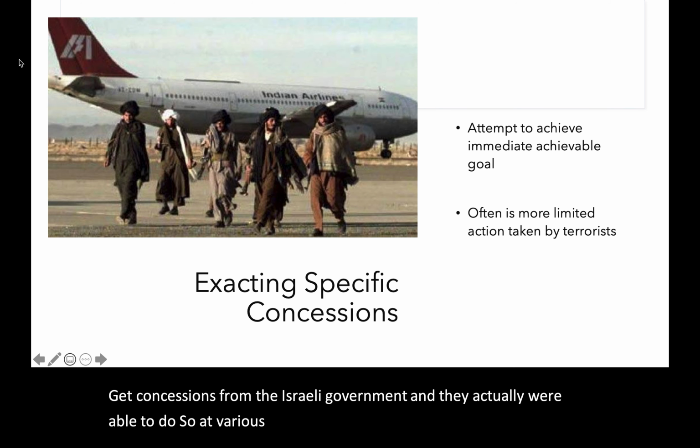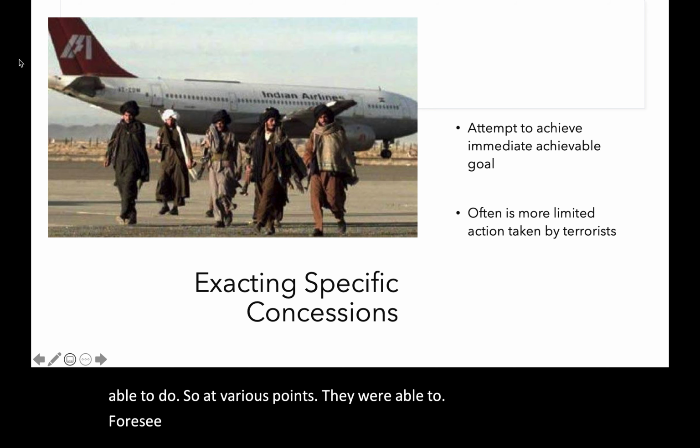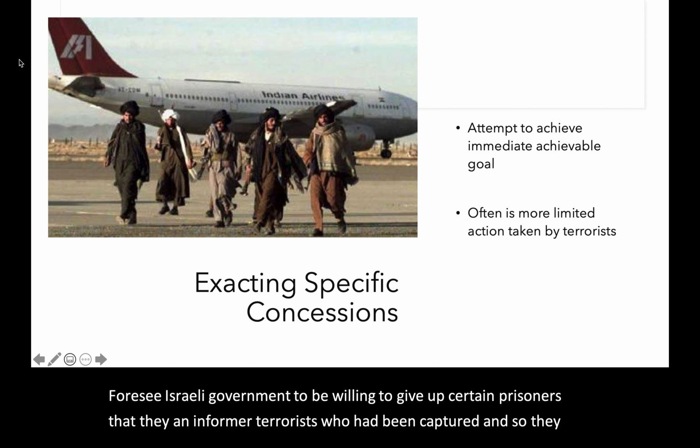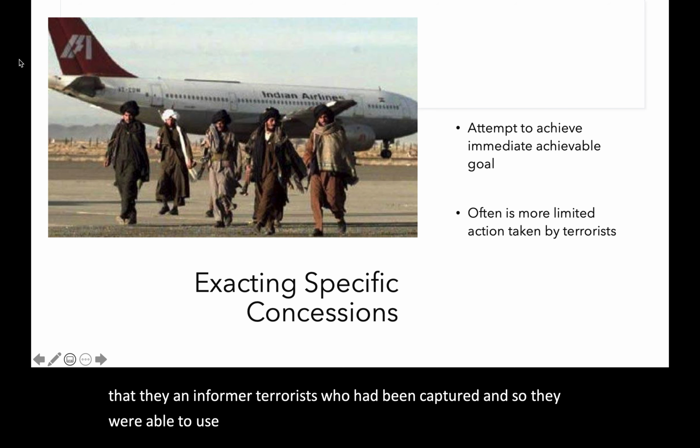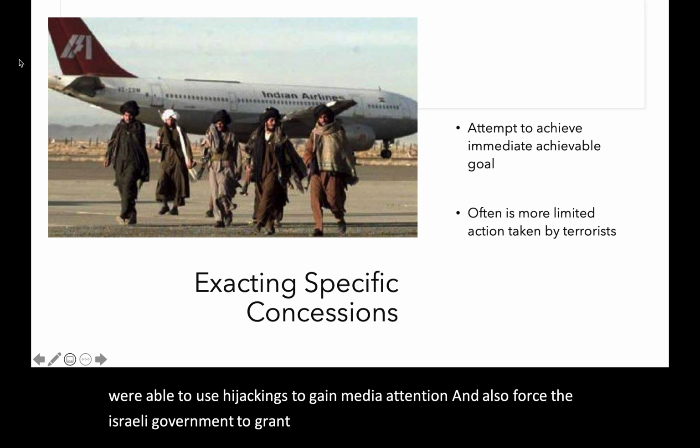They were able to force the Israeli government to be willing to give up certain prisoners, former terrorists who had been captured. And so they were able to use hijackings to gain media attention and also force the Israeli government to grant concessions by freeing previously captured terrorists.